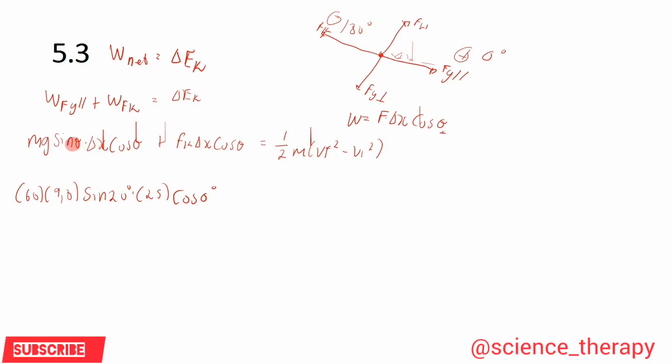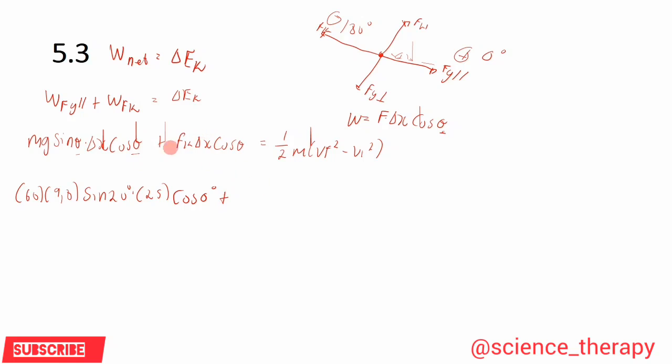Note the difference between this theta here and this theta there, right? The theta in here is for the incline because we are working with FG parallel, and the theta here is the angle between the force and the displacement.